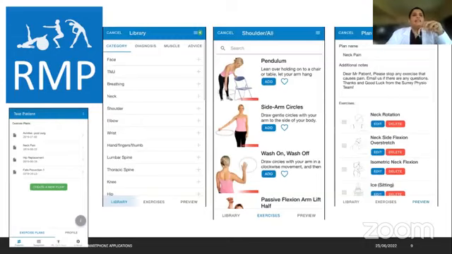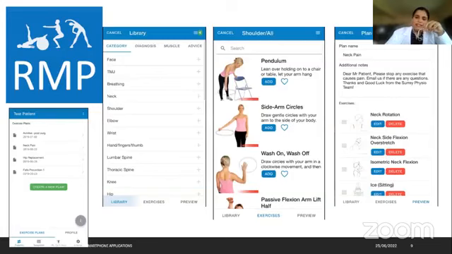Again, in all these applications you have to register yourself, and then you have various categories of exercises. As you can see over here, you have shoulder based exercises, elbow based, wrist based, then hand and fingers, lumbar spine, thoracic spine, knee, hip. Now, this app can be tailor made to some extent according to the diagnosis, but not much. It is not individually tailored.